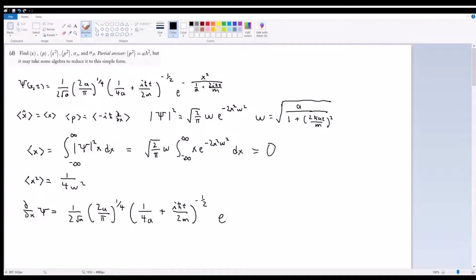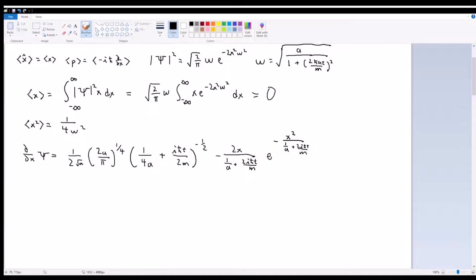And then we have e to the power of, well, no, actually we have to take the derivative of this. So negative 2x over 1 over a plus 2i h bar t over m. And then we're multiplying by e to the negative x squared over 1 over a plus 2i h bar t over m.